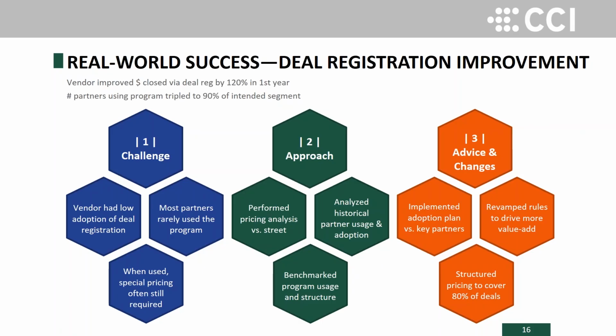Yeah, this will tie into the strategic imperatives for this specific example. One of them was that we needed a focus on new account acquisition. So we'd gone through and segmented our partners, and there had also been some deal registration things put into place. What we found is that their existing deal registration program had really low adoption, and most of the partners rarely used the program. And when they did use it, it was too administrative, because the pricing given on deal registration usually necessitated secondary special pricing.